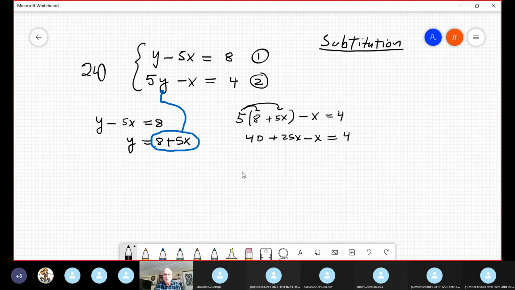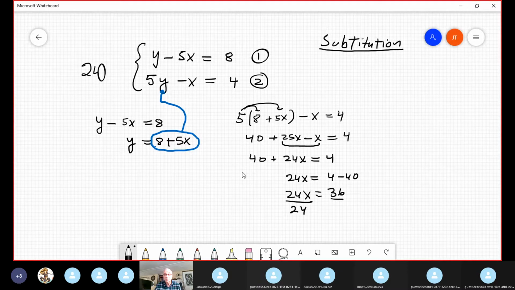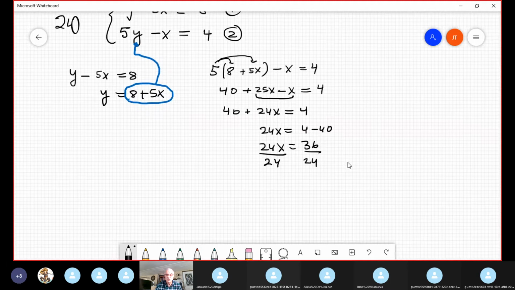Minus x equals 4. Okay, now we combine like terms: 25 minus 1 is 24, 40 plus 24x equals 4, no? Entonces 24x equals 4 minus 40. 24x equals negative 36, no? Divided by 24 both sides. Entonces x is equal to 36 over 24, but you have to reduce it to lowest terms.